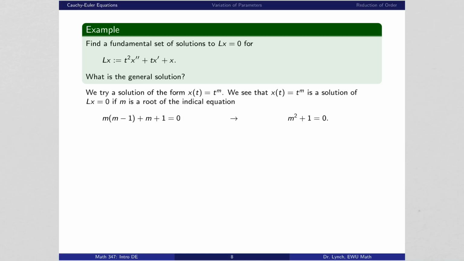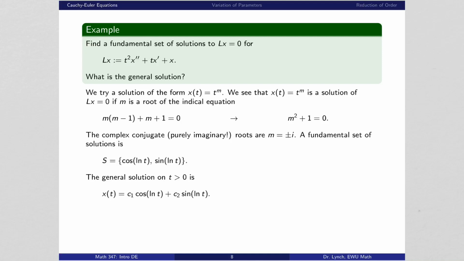m times (m minus 1) plus m plus 1 is equal to 0. Okay, so here we see that m squared plus 1 has to be 0, leading to purely imaginary roots plus or minus i. Okay, so again, a fundamental set of solutions in this case is cosine log of t and sine of log of t, and the general solution, again, on t greater than 0 is a linear combination of those linearly independent solutions: c1 cosine log t plus c2 sine log t.